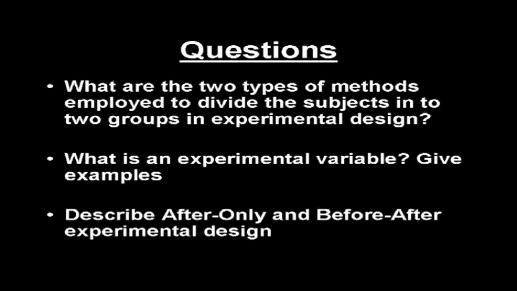In the next class, I will explain to you few more important things about experimental design and also few more designs. Students, I have few questions to be answered by you. These are the questions. 1. What are the two types of methods employed to divide the subjects into two groups in experimental designs? 2. What is an experimental variable? Give examples. 3. Describe after only and before after experimental designs.